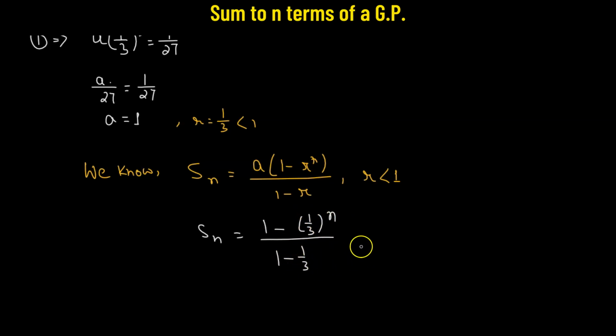So 1 minus 1/3 is 2/3, which goes to the numerator and becomes 3 over 2. So 3 over 2 multiplied by 1 minus 1 over 3 raised to the power of n. So this is going to be the sum to n terms.